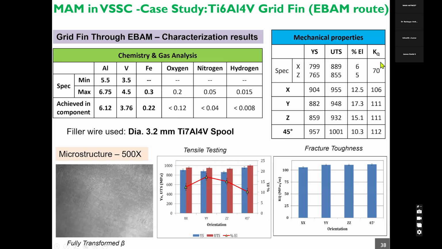We have evaluated the properties in four different orientations, X, Y, Z, and 45 degrees. And these are the specified properties in X and Z. And you can see here the properties are well above the minimum specified properties. And against this fracture toughness of 70 MPa root meter, we could achieve fracture toughness of more than 106 MPa root meter in almost all different orientations.